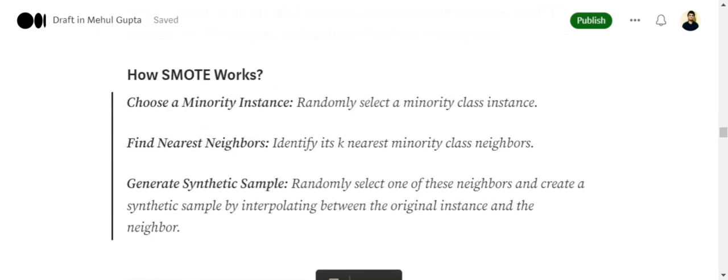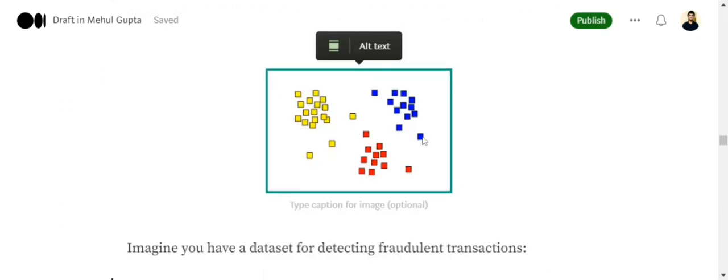I hope this is clear. So we pick the k nearest minority class samples and then generate synthetic samples. We randomly select one of the neighbors and create a synthetic sample by interpolating between the original instance and the neighbor. Assume this is the sample that we picked. We picked its 3 nearest neighbors, and out of those I have randomly picked this particular point. Now how do we generate a new sample? If we form a line between these 2 points, any point falling onto this line we consider a synthetic sample generated.